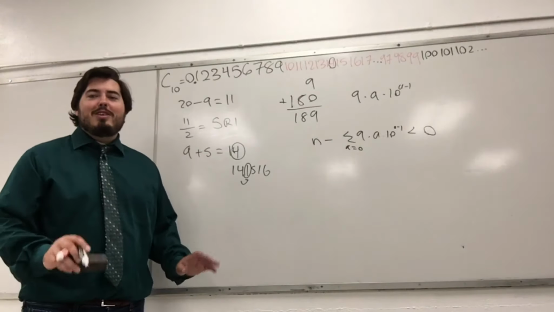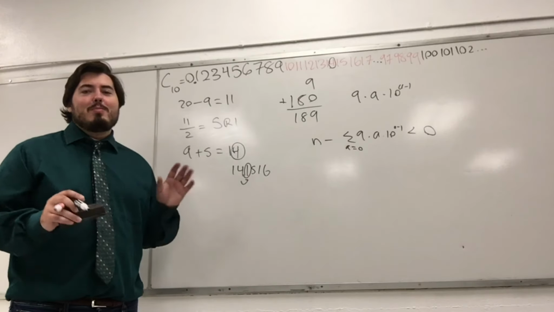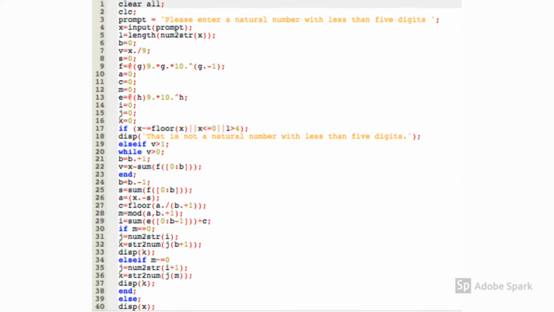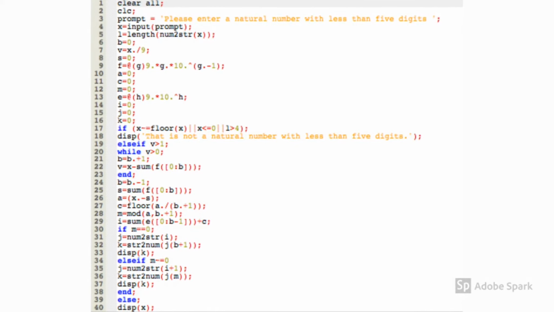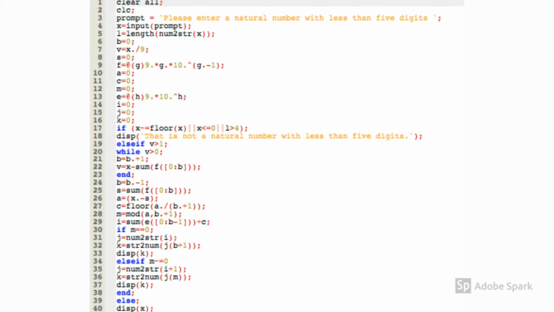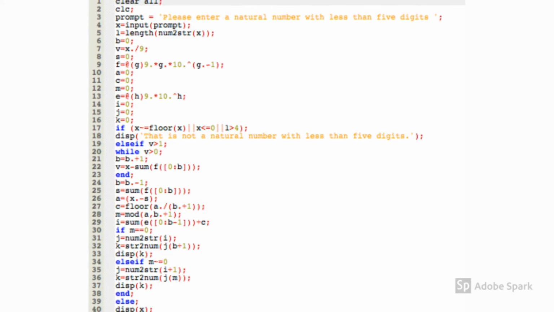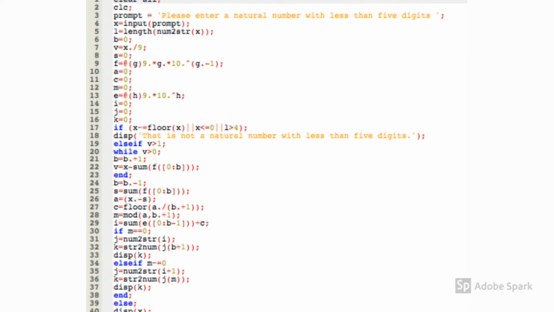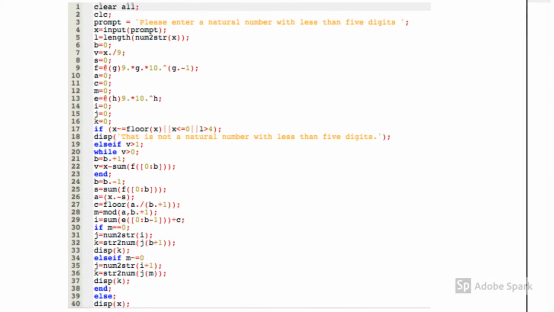So now let's see how it looks with the actual MATLAB script. Here we go. So we have the script. The very first thing that I'm doing is making sure that I'm entering a natural number. In this case, I'm looking for one less than 5 digits because I'm solving for n equals 1,000.